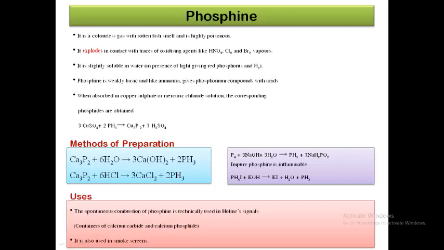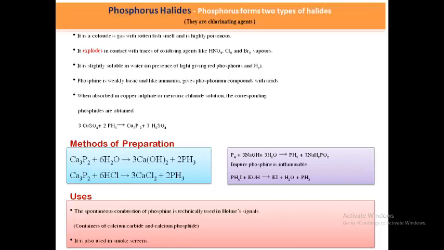Uses of phosphine. The spontaneous combustion of phosphine is technically used in Holmes signal. This is a signal used to locate the ships in the sea. The containers of calcium carbide and calcium phosphide are pierced and then they are dropped into the seawater to produce a large amount of smoke, which helps to locate the ship in the sea. It is also used in smoke screens.